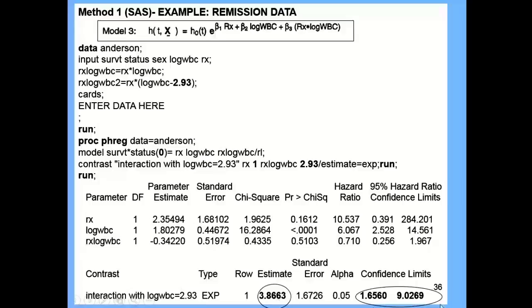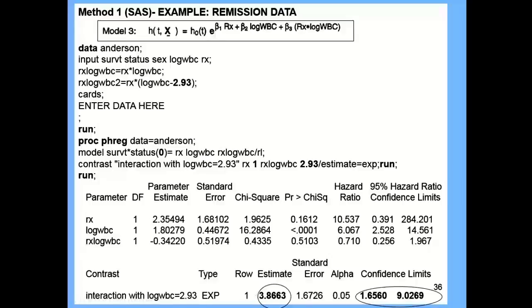3.8663, and these confidence limits, what's that? What's 3.8663? What's this the confidence limit for? It's the confidence limit around the hazard ratio comparing treatment with placebo for somebody who has log white blood cell count of 2.93. That's what it is. And so it's automatically produced by the contrast statement. So it works the same way.